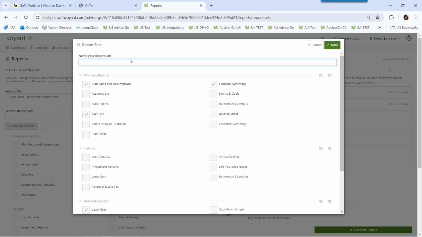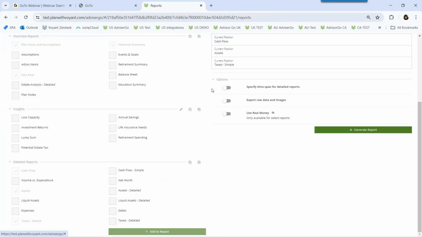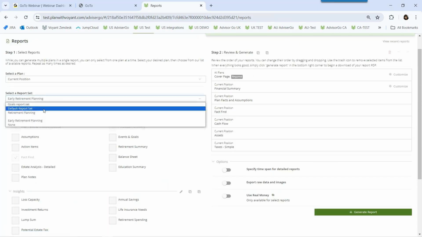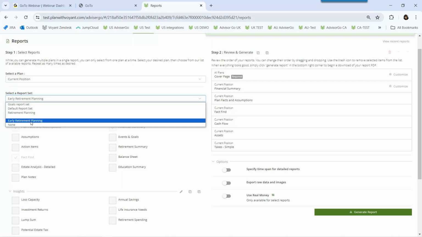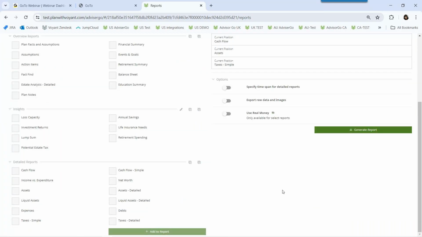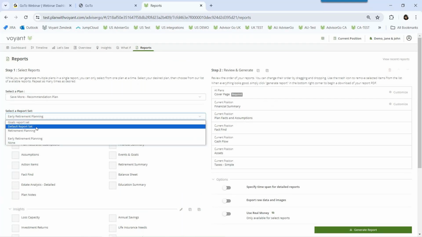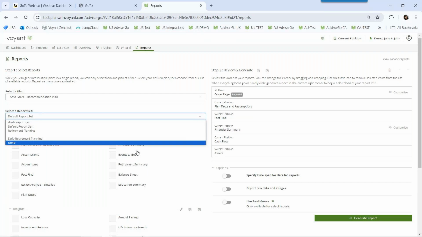Let's just call this early retirement planning. I'm going to click done, and now that will be a report set I can choose from at any time. And so if I wanted to do the early retirement planning report based on my Save More recommendation plan, I can add that in by simply selecting any of the reports that I want.